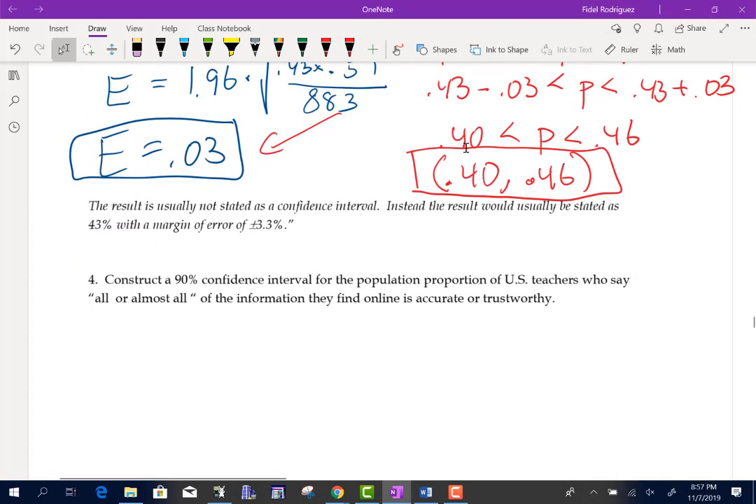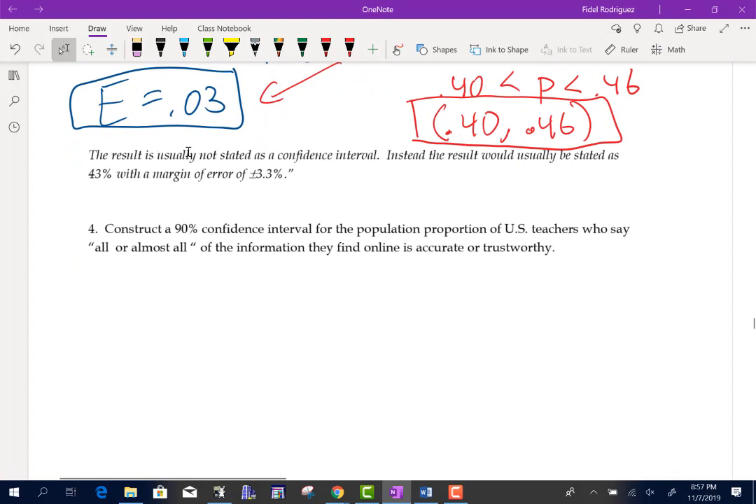All right. Let's see. So it says the result is usually not stated as a confidence interval. Sometimes we would say it's 43% with a margin of error of plus or minus 3.3%, right?